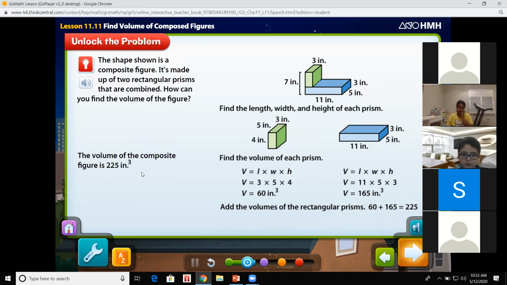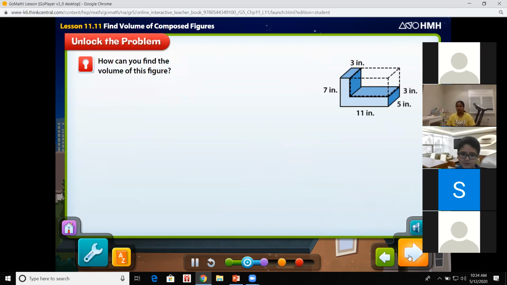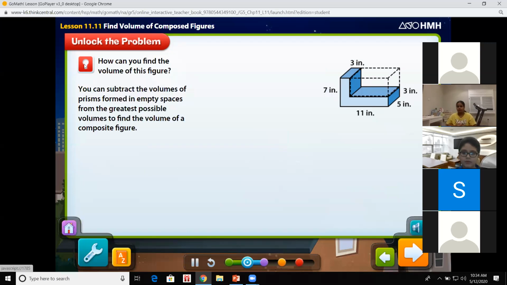Clear? Yeah. Okay. Now this is by addition. I will show you the subtraction one also. How can you find the volume of this figure? Let's unlock this problem. You can subtract the volumes of prisms formed in empty spaces from the greatest possible volume to find the volume of a composite figure. First, find the greatest possible volume.